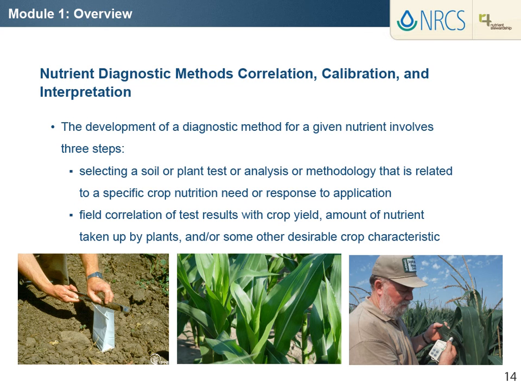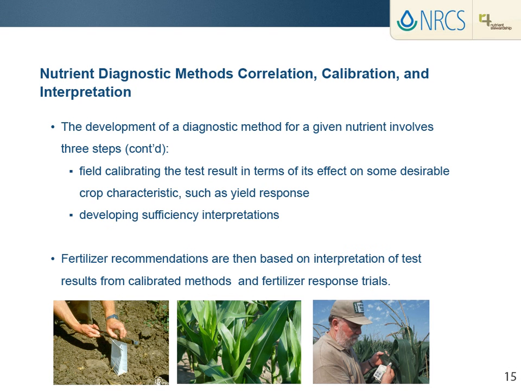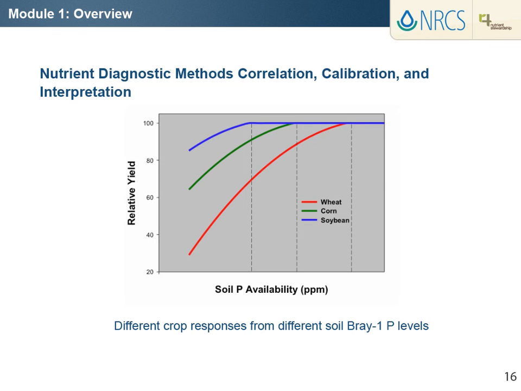Second, correlation of test results with crop yield, amount of nutrient taken up by plants, and/or some other desirable crop characteristic. Third, field calibrating the test result in terms of the amount of nutrient to apply to optimize yield or any other desirable crop characteristic for different soil test results. And fourth, developing sufficiency interpretations. Fertilizer recommendations are then based on interpretation of test results from calibrated methods and fertilizer response trials. A combination of correlation and calibration research is necessary to gather information needed to answer nutrient application questions.